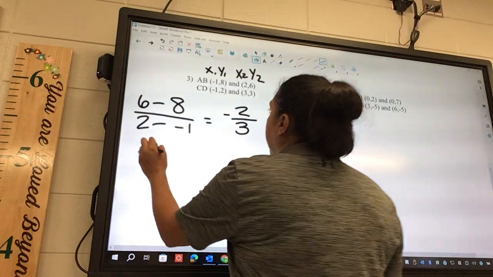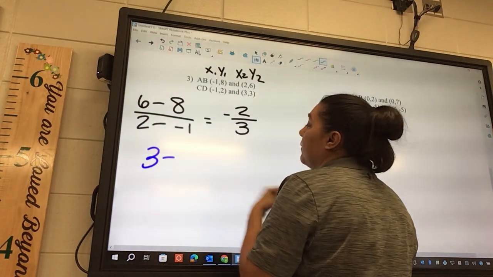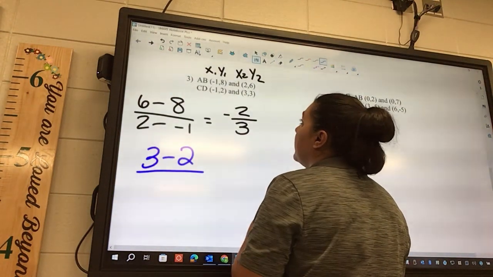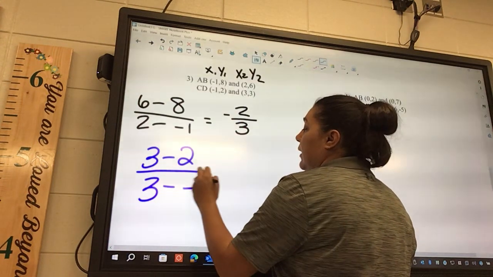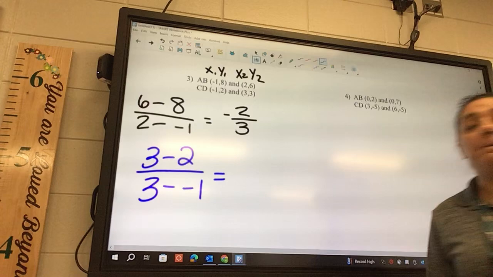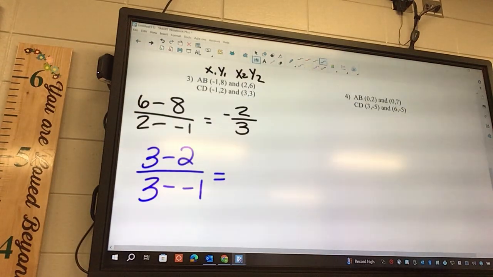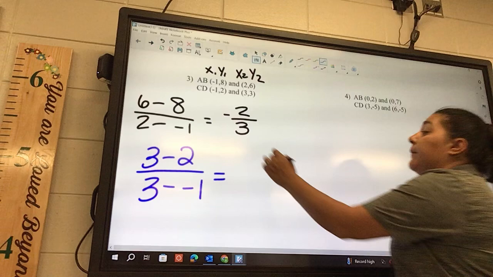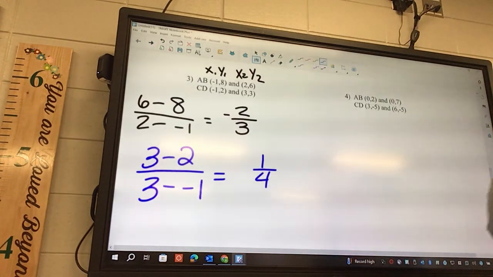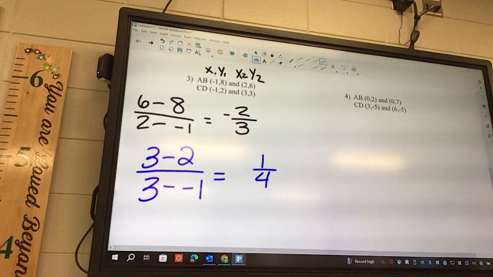Okay, what is my Y2? 3 minus Y1. 2 over X2. 3 minus X1. -1. 1/4. Somebody agree? 1/4. Okay, so are these flipped and changed? Are they the exact same or are they neither? These are neither.